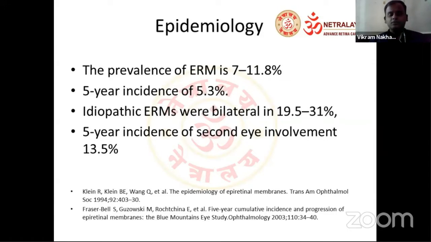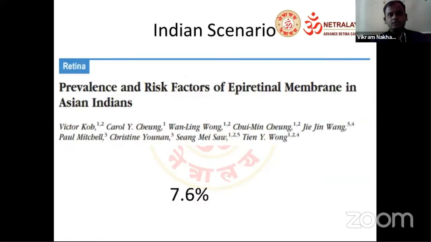Evidence regarding the epidemiology predominantly comes from two large studies, the Beaver Dam Eye Study and the Blue Mountains Eye Study. The overall prevalence was found to be 7 to 11.8% with a 5-year incidence of 5.3%. The idiopathic ERMs were bilateral in 19.5 to 31%, with a 5-year incidence of second eye involvement of 13.5%. Looking at the Indian scenario, the overall prevalence of ERM in Asian Indians was found to be 7.6%.